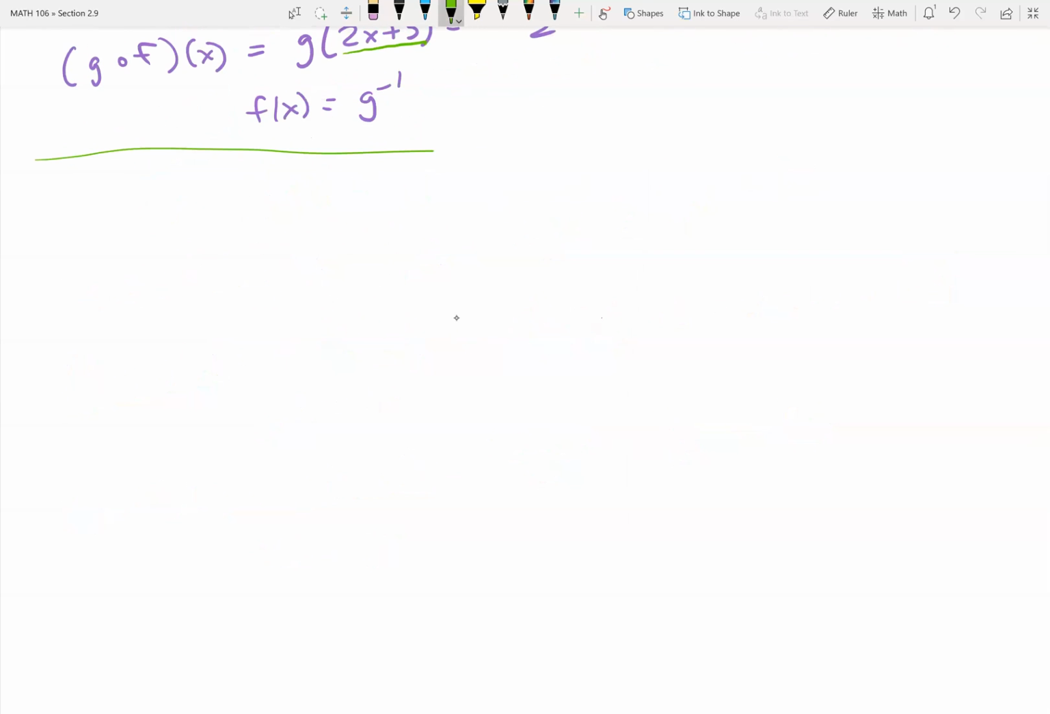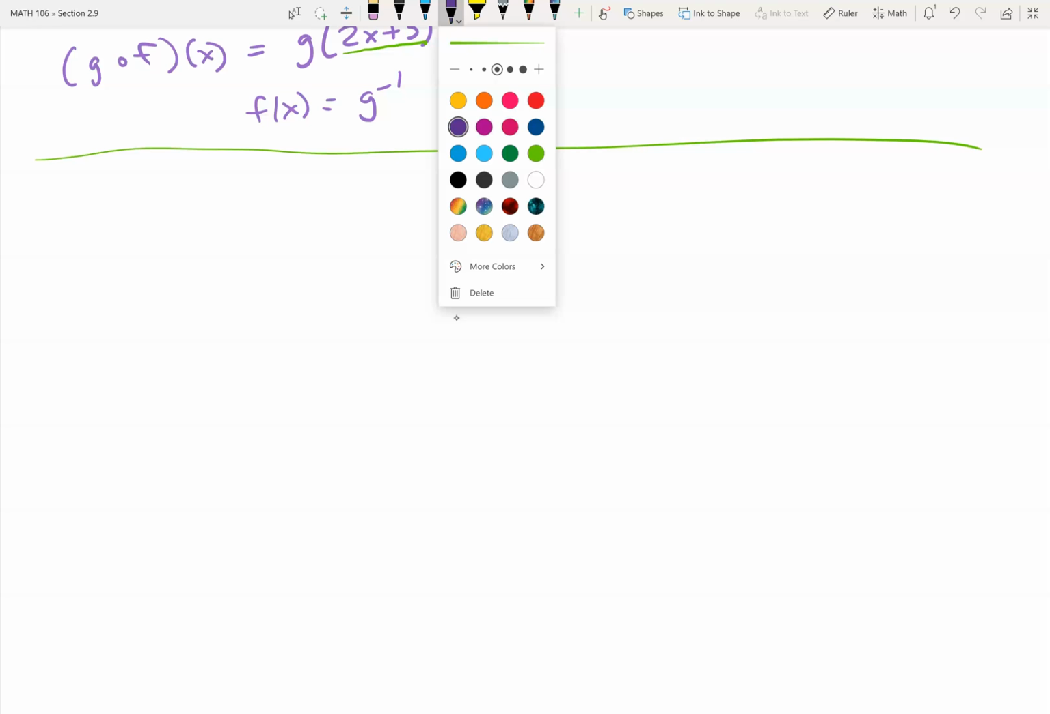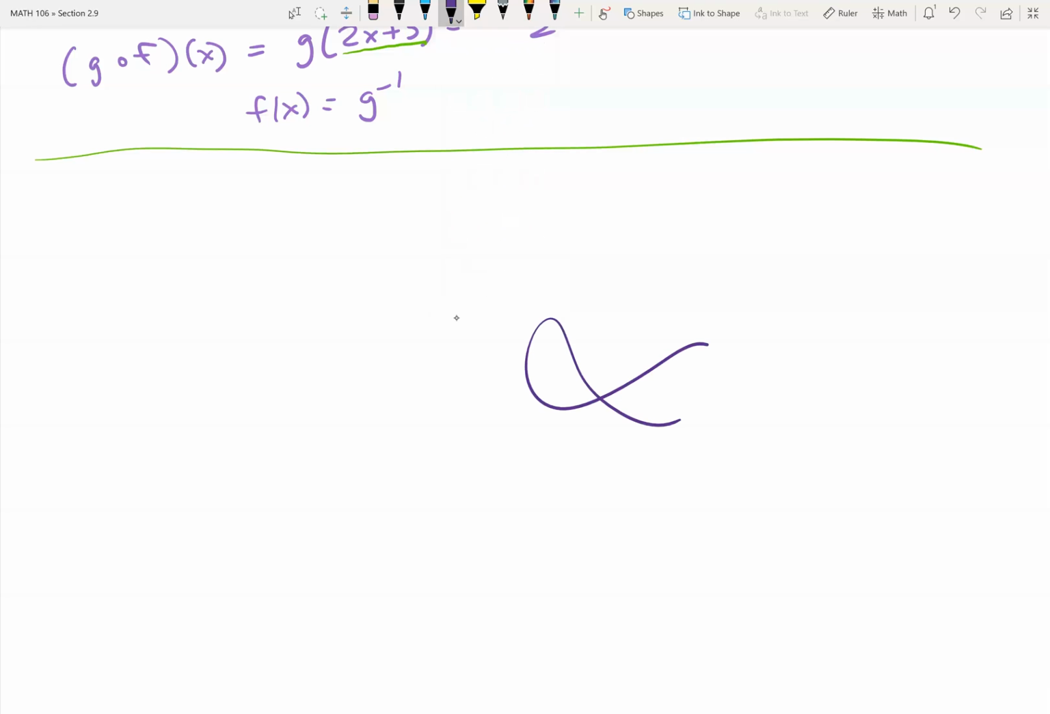So the last thing for this section that we just didn't get to yet, I don't know if you can see that green that well up there? Let's see, let's go with purple. That's probably a little easier to see.